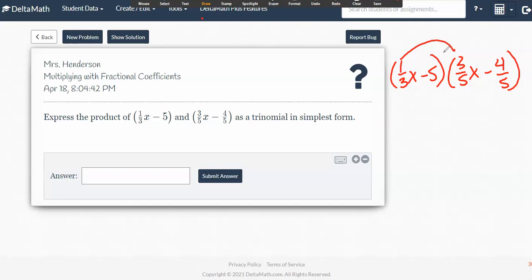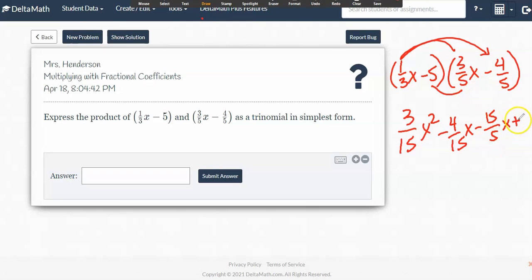And 1/3 times 3/5 is 3/15 x squared. And 1/3 times minus 4/5 is minus 4/15 with an x, minus 15/5 x plus 20/5. And I'm going to do some reducing here. So I've got 1/5 x squared minus 4/15 x minus 3x plus 4, and then now I have to combine these here.